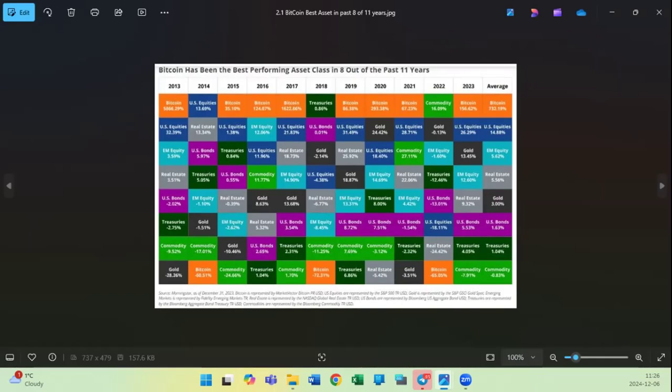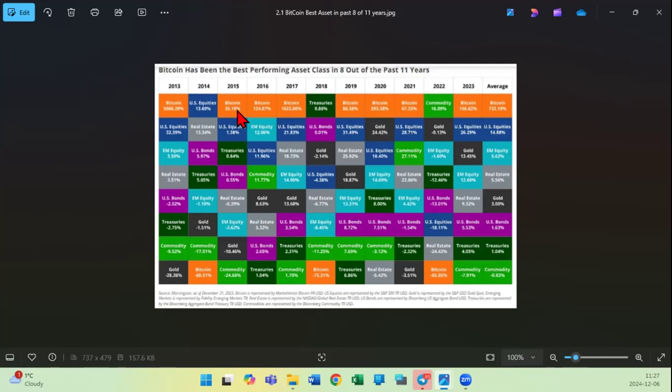Now, let's talk about that. Why would we want to own Bitcoin? As Wendell alluded to, Bitcoin is the best performing asset anywhere, ever. It's only 15 years old, but in 8 of the past 11 years, it's been the number one performing asset.